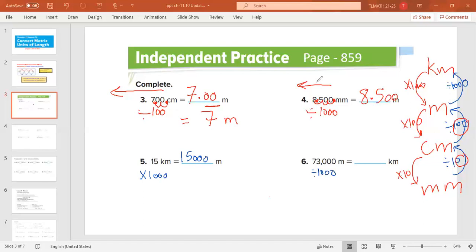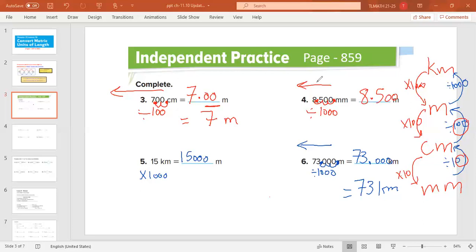That means we are going to move my decimal point to the left. Now, here's my decimal point. Going to the left 3 decimal places. So 1, 2, and 3. That means my answer is 73.000. And as I told you, you can write it like this: 73 kilometers only.